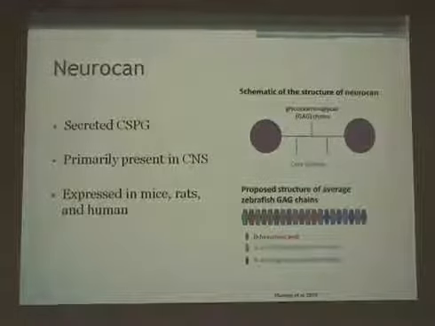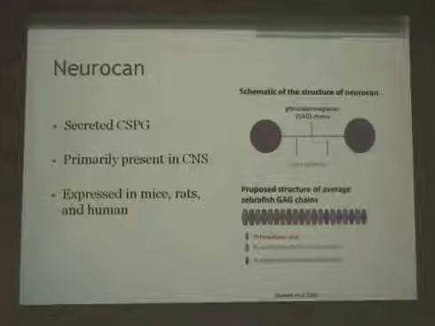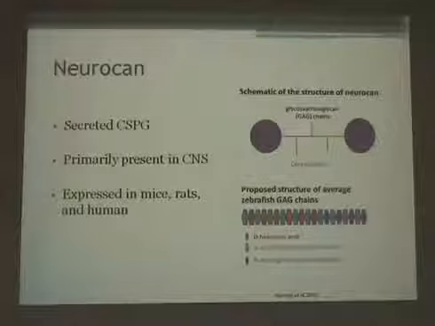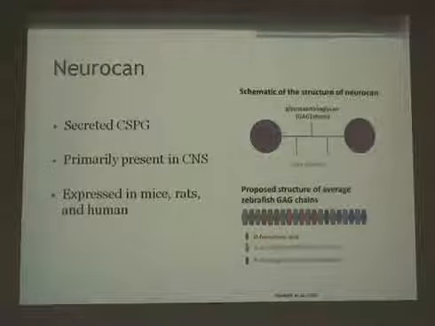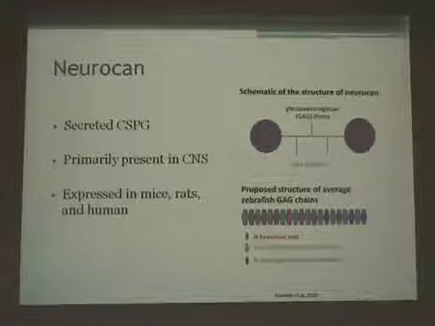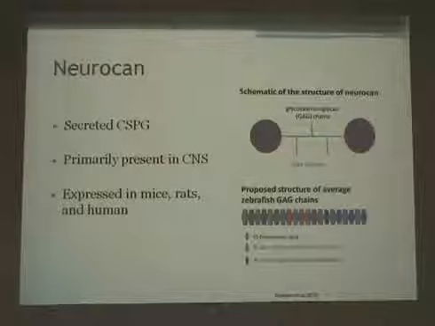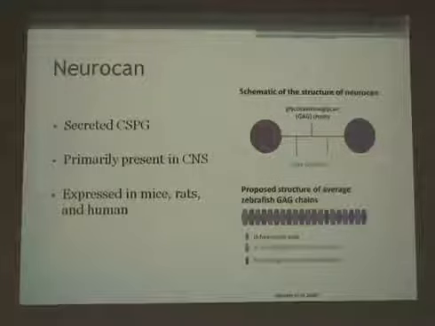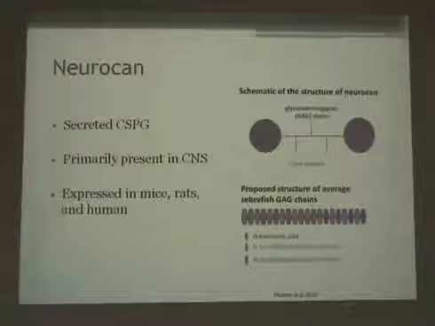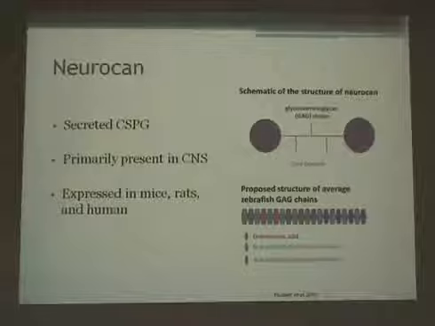Why Neurocan? Well, Neurocan is a secreted CSPE. It's found primarily in the extracellular matrix surrounding the cells. It's also primarily present in the central nervous system. Why is this important? Most CSPEs are found primarily in the articulations, in the joints. They serve as a cushion for all the motions that you do. However, Neurocan is found in the central nervous system, which might infer that it's more closely linked to regeneration of axon growth.